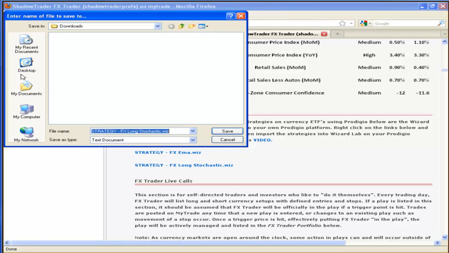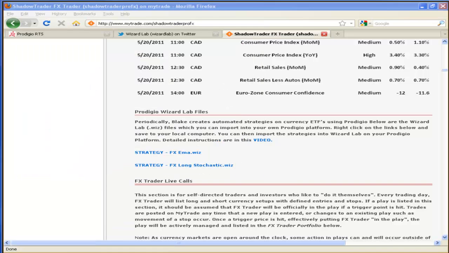This will allow you to save the Wiz file to your local file system, and you can put it anywhere that makes sense. A lot of people just put it right inside their My Documents. My Documents, that's just your home folder. You can save this strategy right in here, and now I've got it saved locally on my file system.